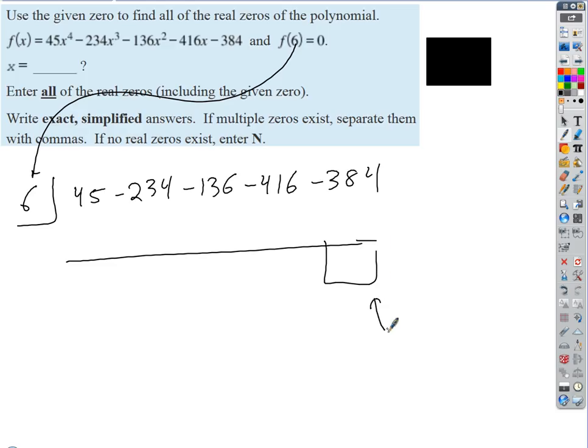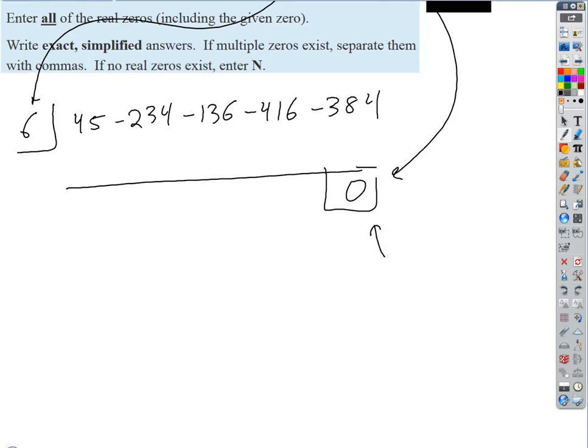What do I know already goes there? 0, right? Okay. So I just need to know what's left over. Okay, so I bring down the 45. 6 times 45 is going to be, what, 270?